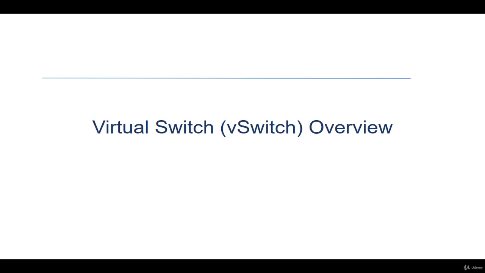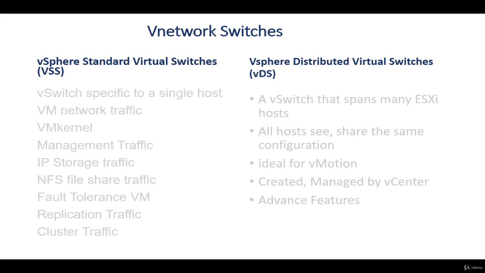VMware makes available two different kinds of virtual switches. They call them virtual network switches. And the two kinds are, on the left, standard virtual switches or VSS, and on the right, distributed virtual switches or VDS. Standard virtual switches are software layer 2 switches that exist within a single ESXi host.